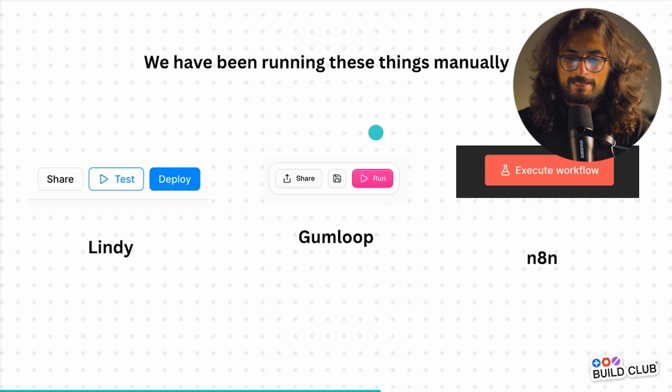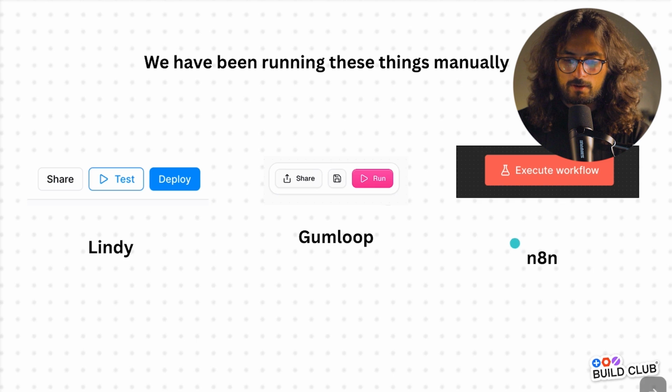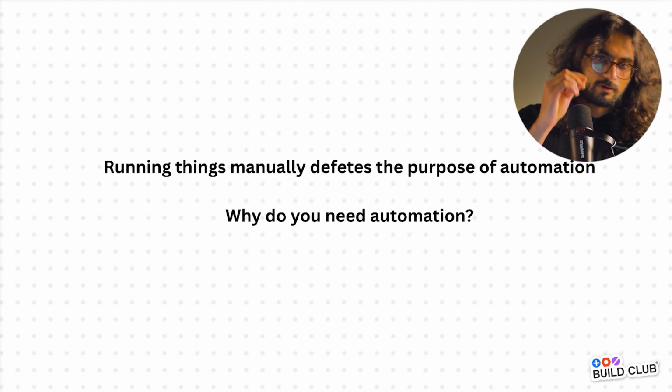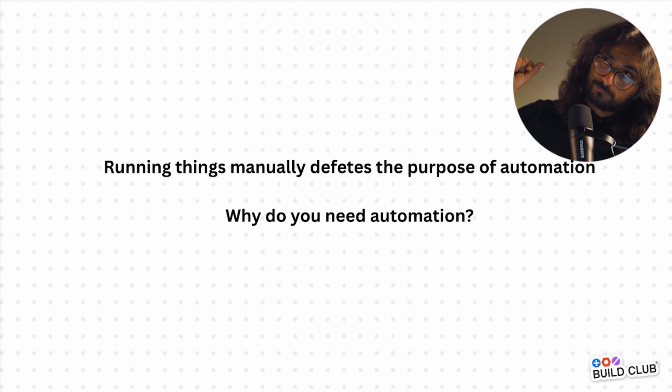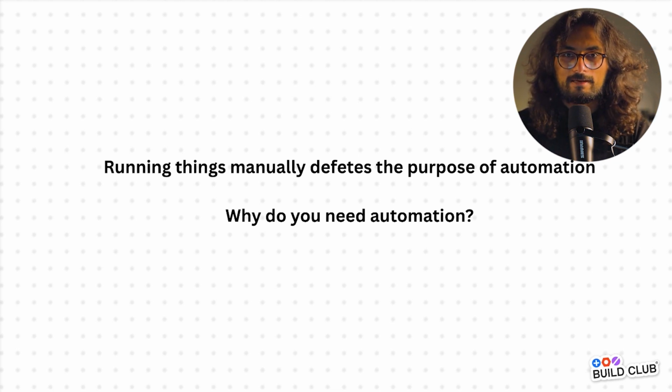If you look at N8N, Gumloop, and Lindy, you basically test, run, and deploy or execute, as you saw there. But running things manually defeats the purpose of automation, right? If you have to go and click that button, that defeats the purpose of automation. You have to be up and awake, with the screen open and that tab on, to click there.